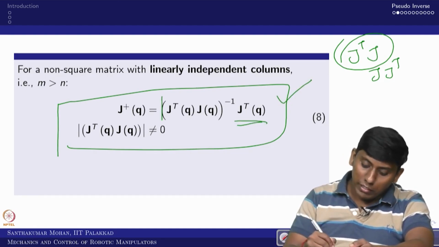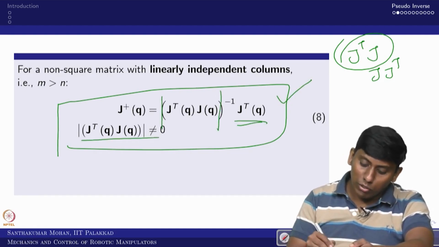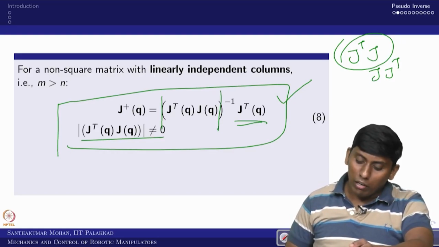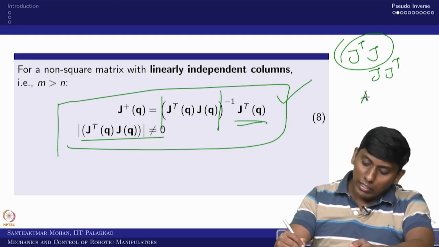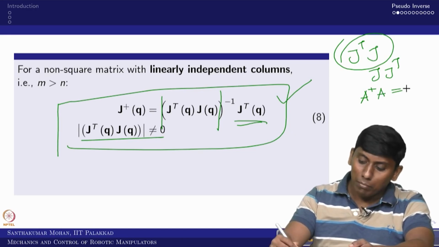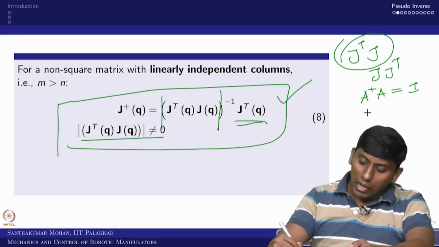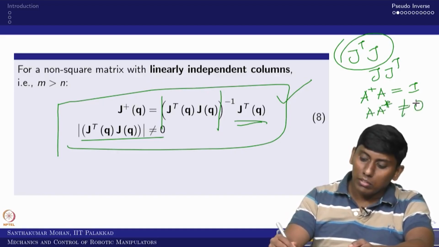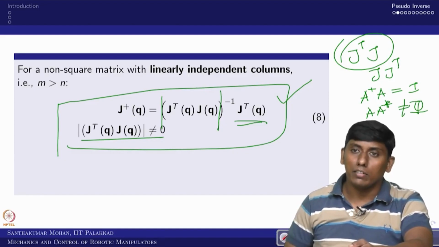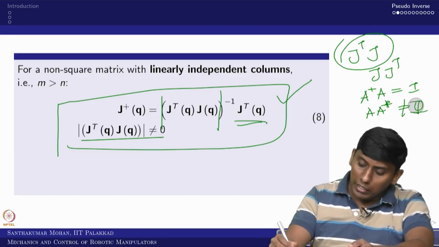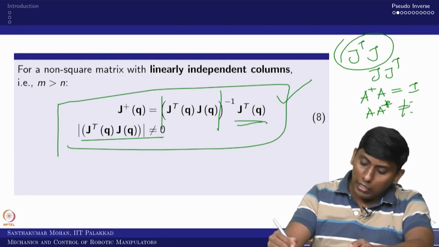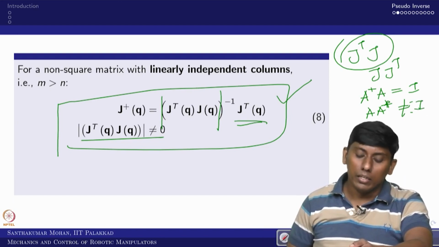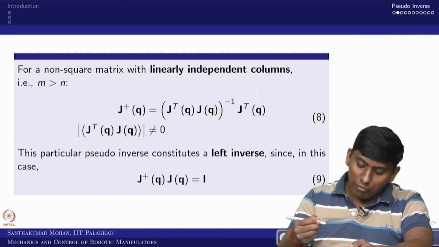This is provided the determinant is non-zero. Why is it called the left inverse? Because if you pre-multiply with this inverse, that will give identity, but in the other order this will not give the identity matrix. So that is the idea. Then you can see what the other way around is.